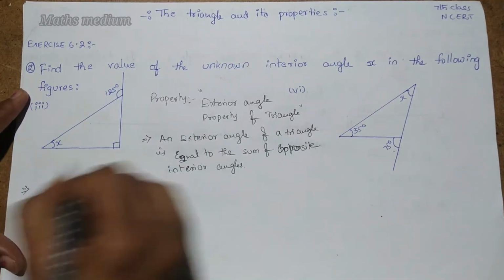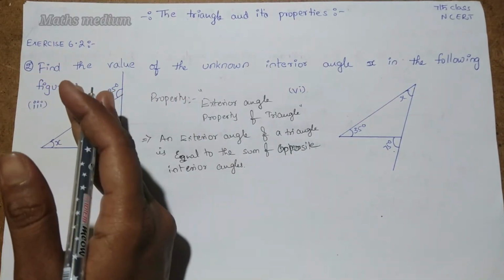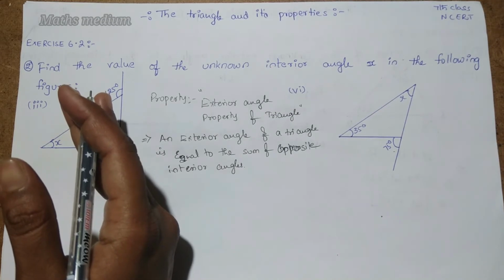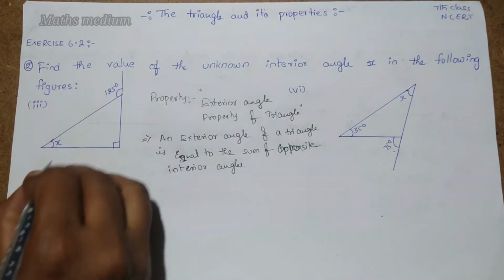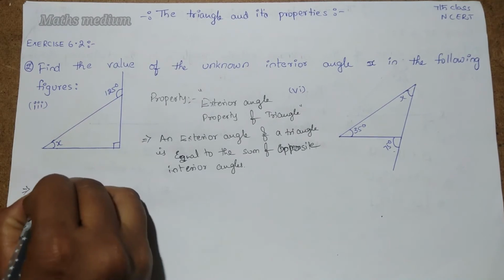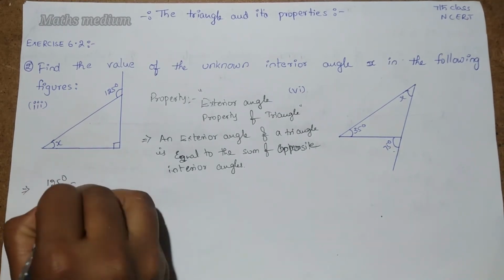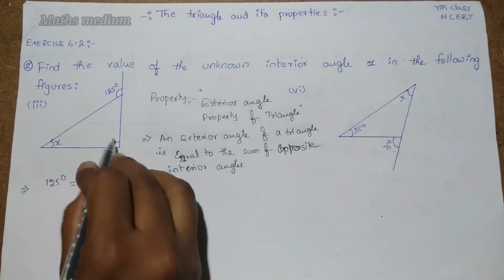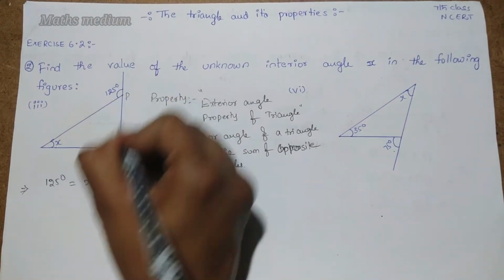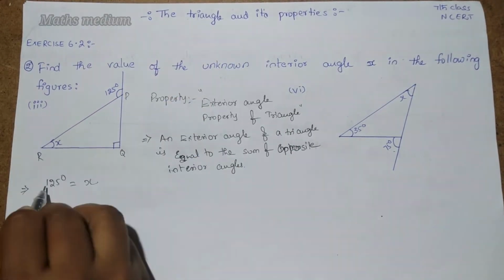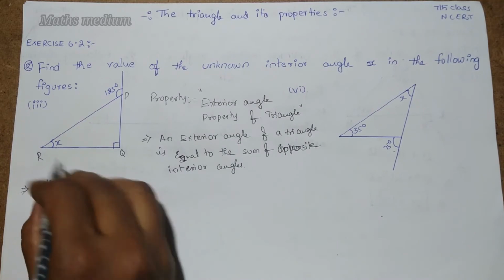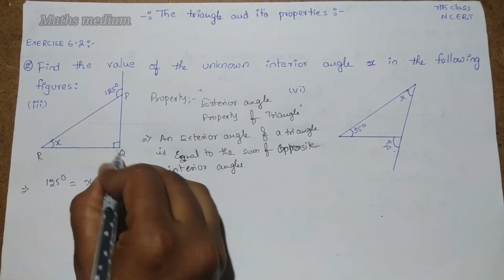So by using this property, we can find the value, whether it is an interior angle or an exterior angle, easily. So let's start. Here 125 degrees is the exterior angle, which is equal to x. In order to find this, I am naming the vertices P, Q and R. So 125 degrees is equal to the angle x plus the angle at Q.